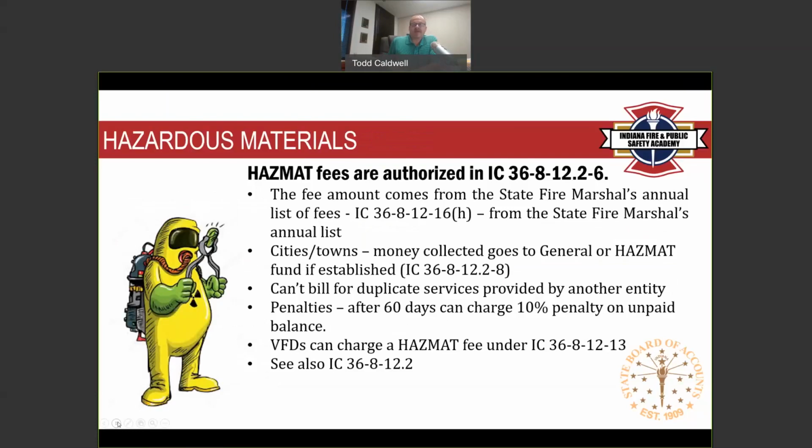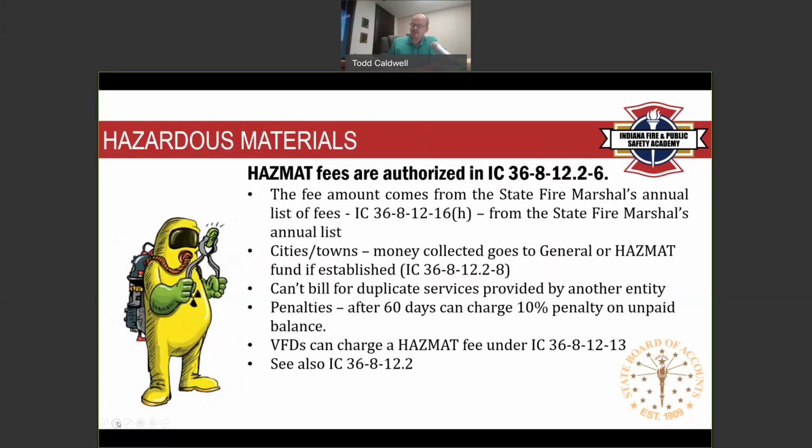This slide is going to talk about hazmat fees and where they're authorized under Indiana Code 36-8-12.2-6. A fire department imposing a charge for hazardous materials cleanup costs may bill the responsible party for the total value of the assistance provided, as determined from the state fire marshal's schedule of services and charges issued under 36-8-12-16, letter H. Money collected must be deposited in a hazmat response fund or the general fund of the city or town that established the fire department.